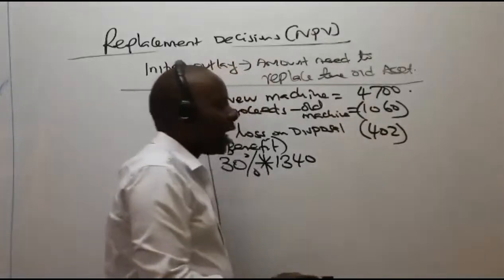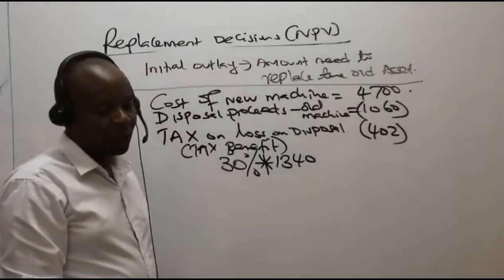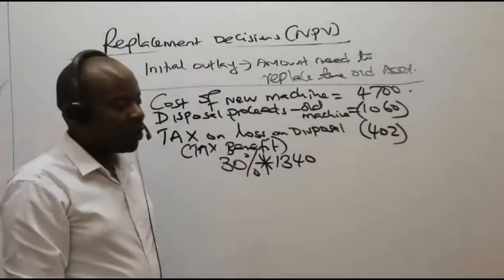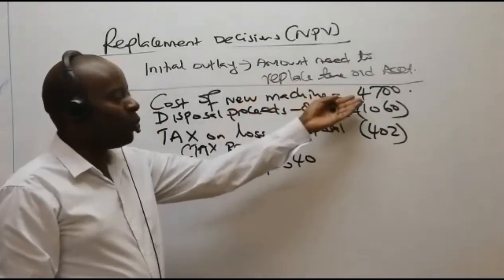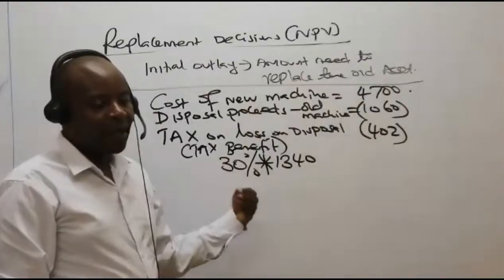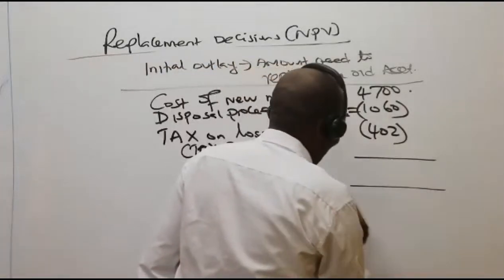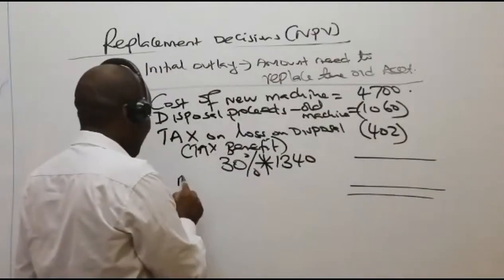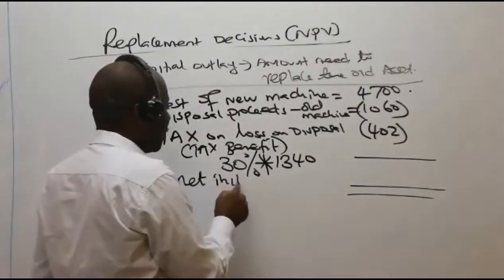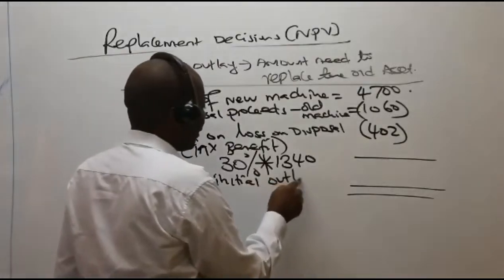Because we are comparing these two payments and this is a benefit, straight away, ladies and gentlemen, I'll be required to do what here? To subtract, because we took the outflow to be positive. So the inflows must be negative. So in this case, could you come here and tell me what the net initial outlay will be?